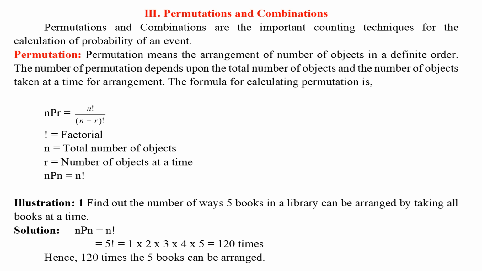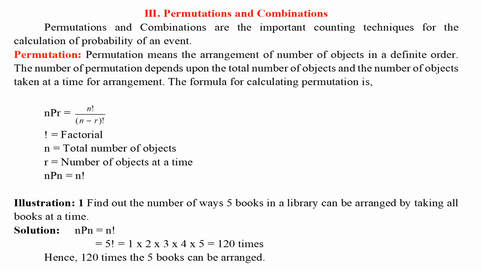Permutation. Permutation means the arrangement of a number of objects in a definite order. The number of permutations depends upon the total number of objects and the number of objects taken at a time for arrangement. The formula for calculating permutation is nPr = n! / (n - r)!.